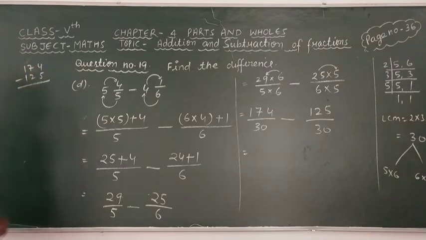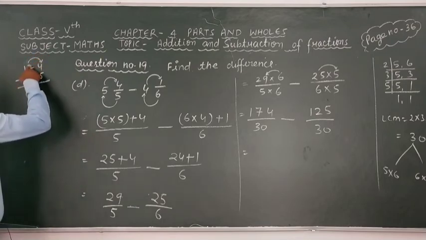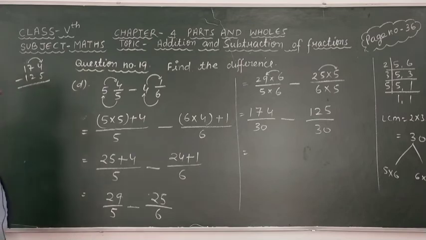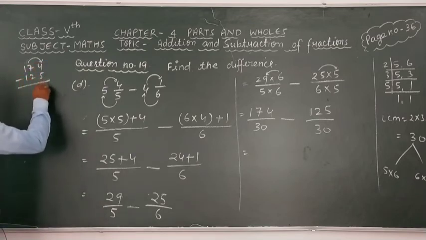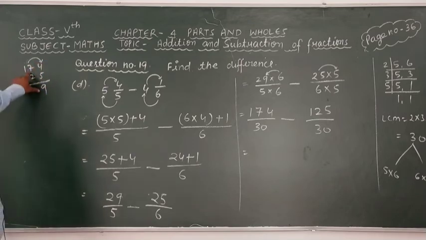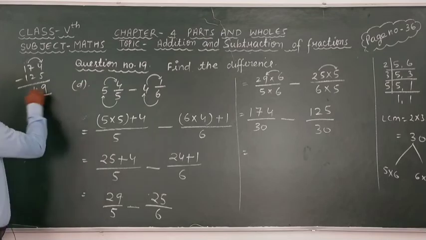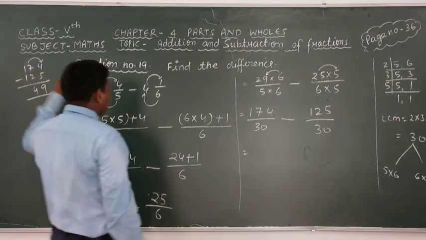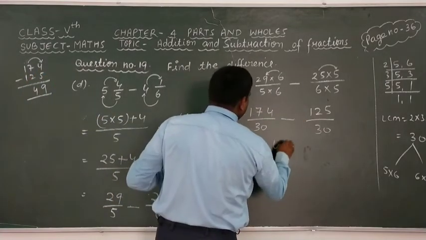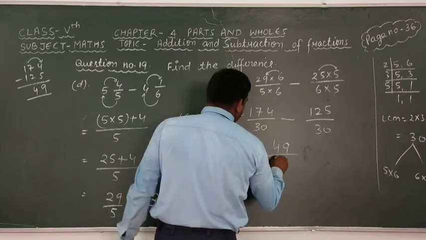After subtracting these we get, look at here carefully, 174 minus 125. Here we get 4 and here 5. We know that 4 is less than 5, therefore we can take 1 from 7, and this 4 makes 14. 14 minus 5 is 9. Okay, and here we get 6 in place of 7. 6 minus 2 is 4 and 1 minus 1 is 0. It means that it cancels out. Therefore, after subtracting these we get 49 over 30.